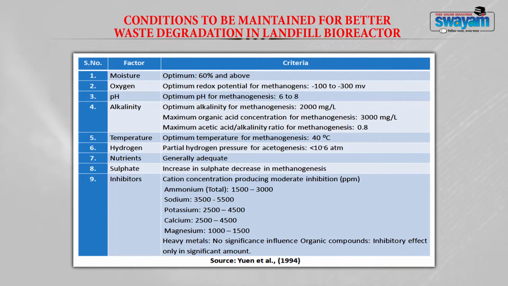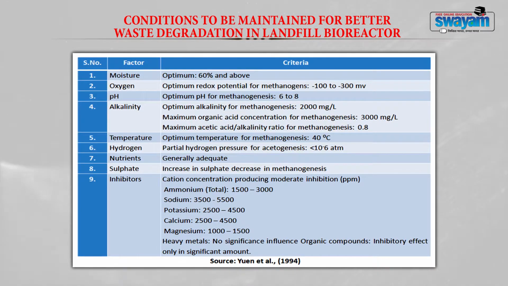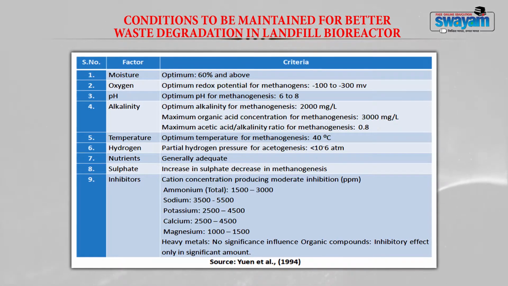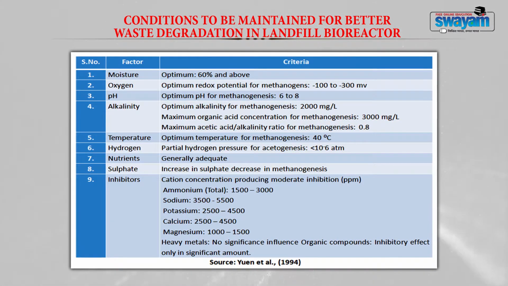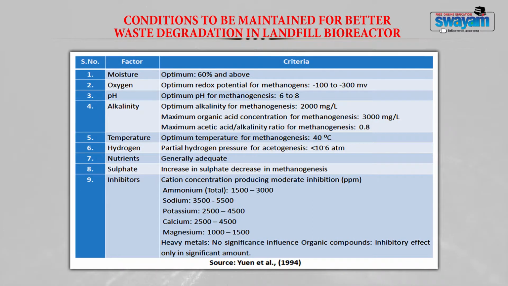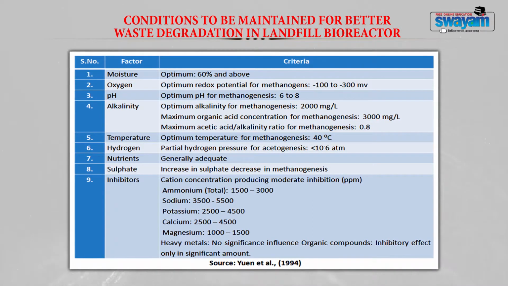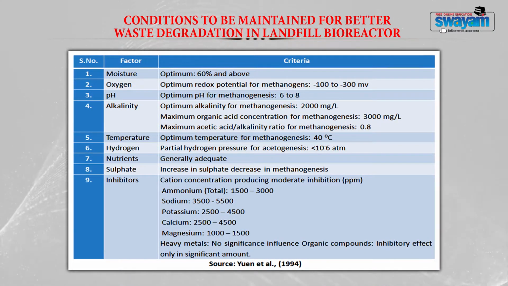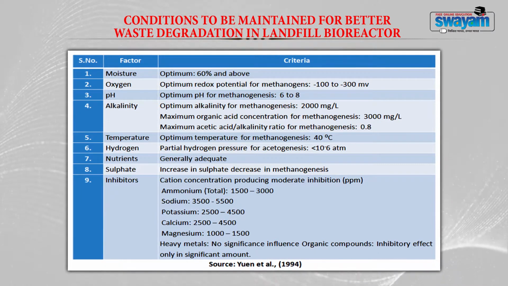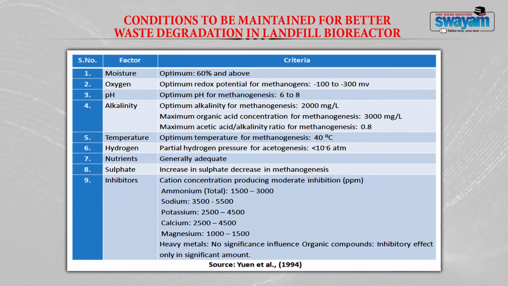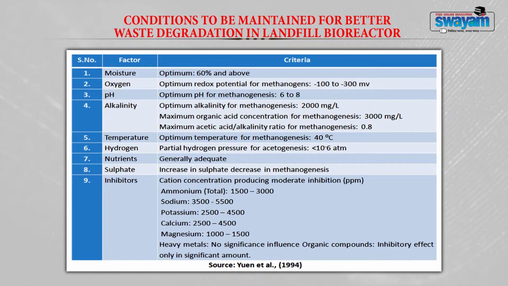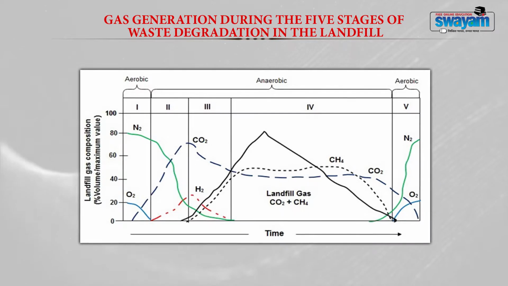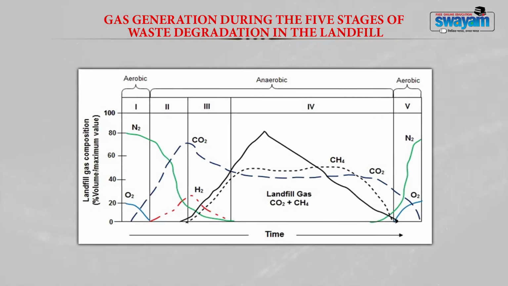Adequate levels of nutrients are required. Sulfate, if present, will decrease the methanogenic activity, so it acts like an inhibitor. Apart from sulfate, there are also other inhibitors which affect the waste degradation within the landfill. These are ammonia, sodium, potassium, calcium, magnesium and other heavy metals, which generally inhibit the rate of waste degradation within a landfill bioreactor.